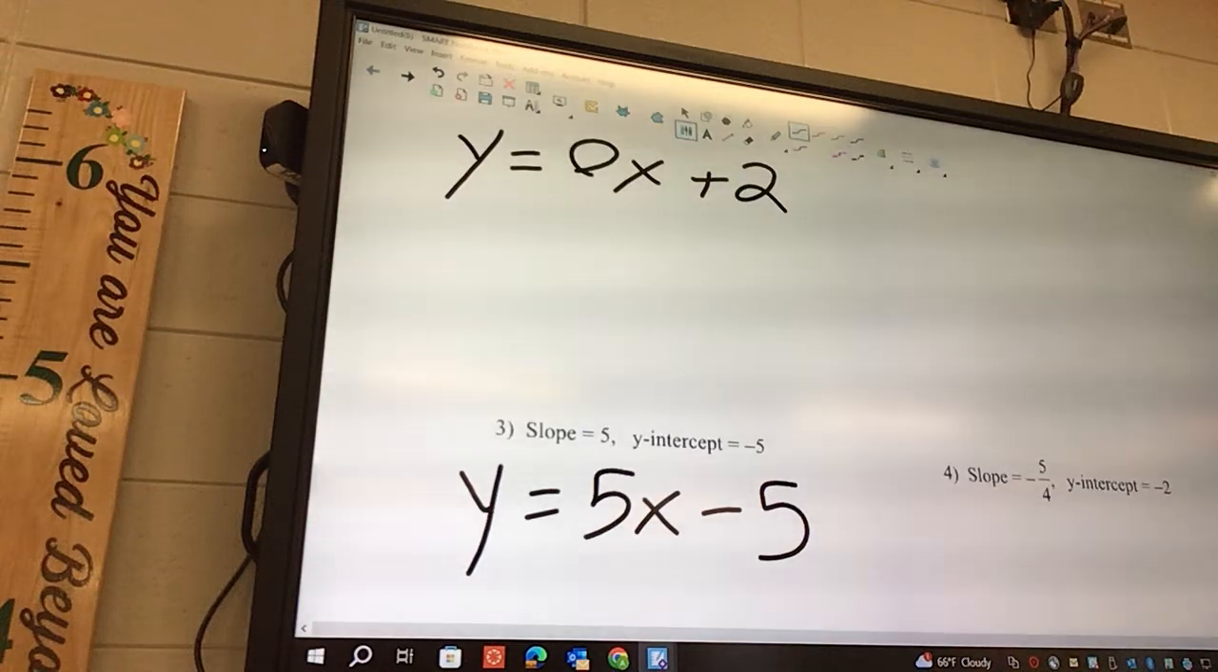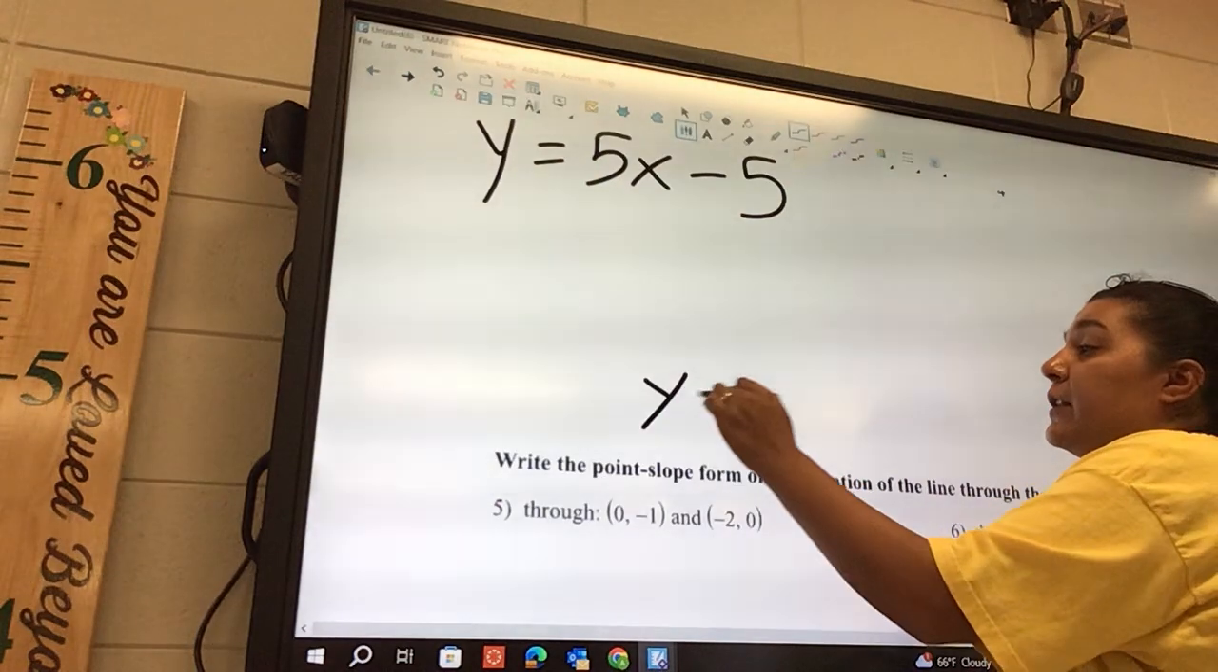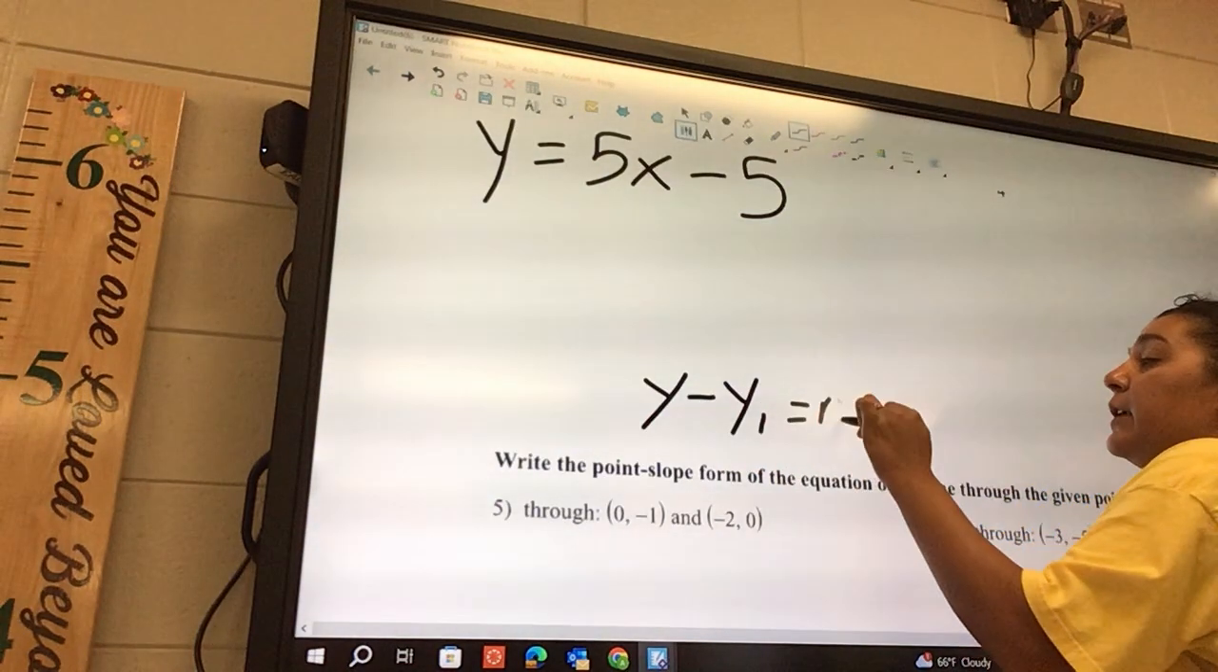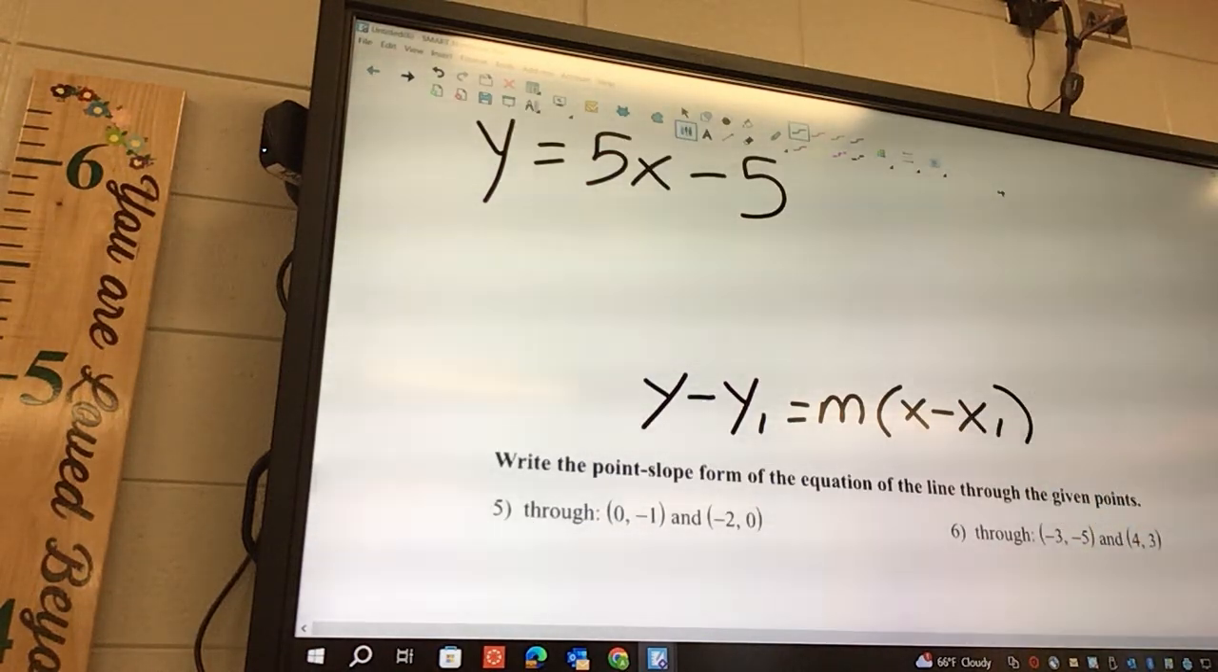Okay, number 5 says write the point slope form. What is point slope form? Anybody remember? That's that longer one. So it looks like this. Y minus y1 equals m times x minus x1. That's what I need my answer to look like. Now, let's look at what we have.